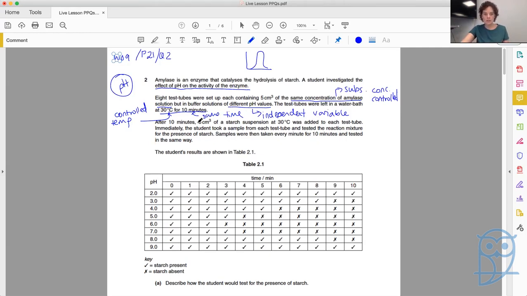So after 10 minutes, 5 centimeters cubed of a starch suspension at 30 degrees C was added to each test tube. So 5 centimeters cubed of a starch suspension, it's the same suspension. This is not substrate concentration here. Amylase is our enzyme. Okay, starch suspension is our substrate concentration.